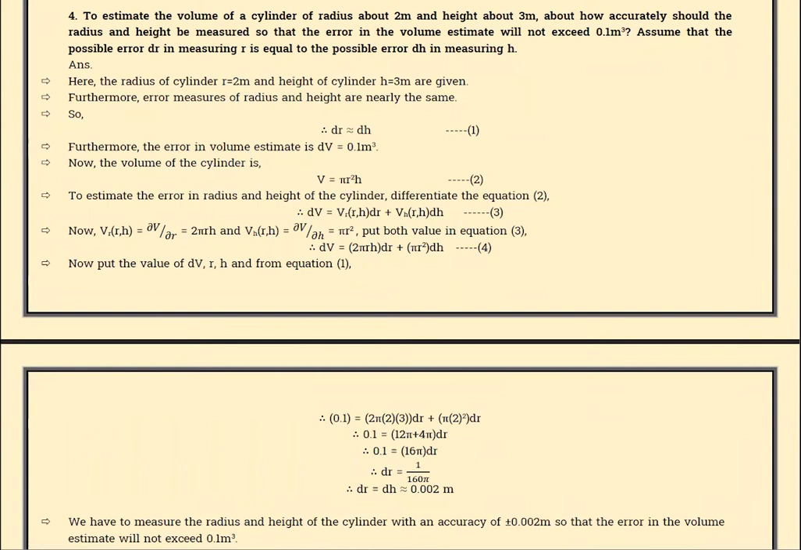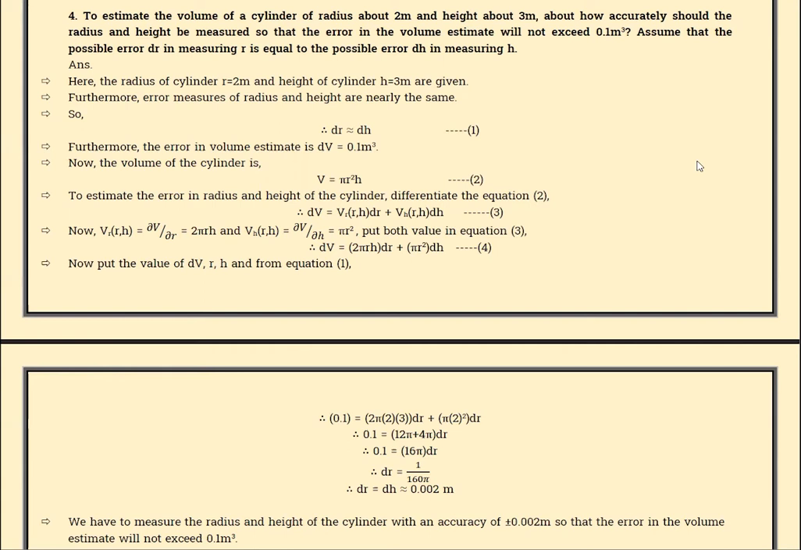With the following information, we write the equation of the volume of the cylinder, V equals pi r square. Then, to find the details, we differentiate this equation, so we get dV equal to 2 pi r h into dr plus pi r square into dh. We are also given that dr is equal to dh, and the value of r is equal to 2 and the value of h is equal to 3. Putting all the information in the above equation, we get the value of dr and dh as nearly equal to 0.002 meters.